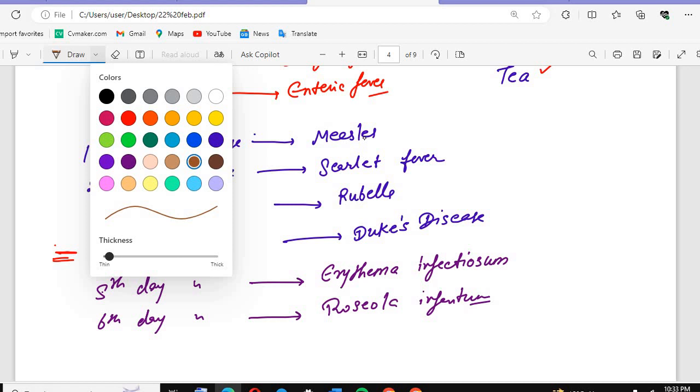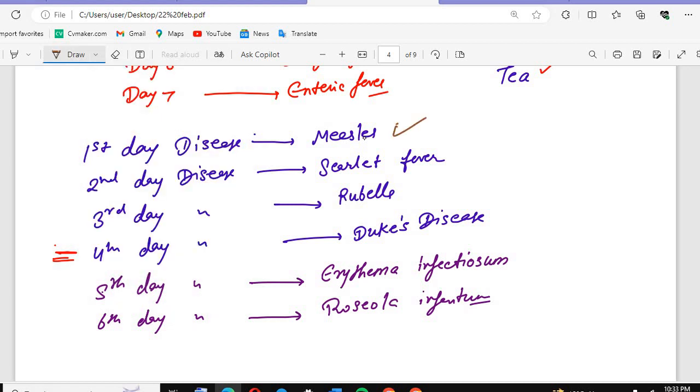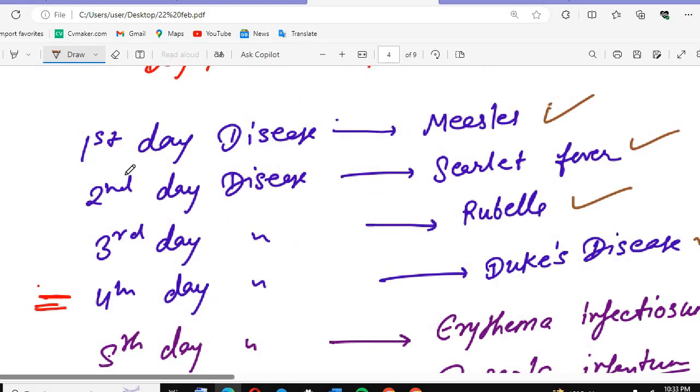If you are getting the first day disease, that is measles. Second day disease is scarlet fever. Third day disease is rubella. Fourth day disease is Duke's disease. Fifth day disease is erythema infectiosum. Sixth day disease is roseola infantum. We will revise it and remember this for a lifetime.